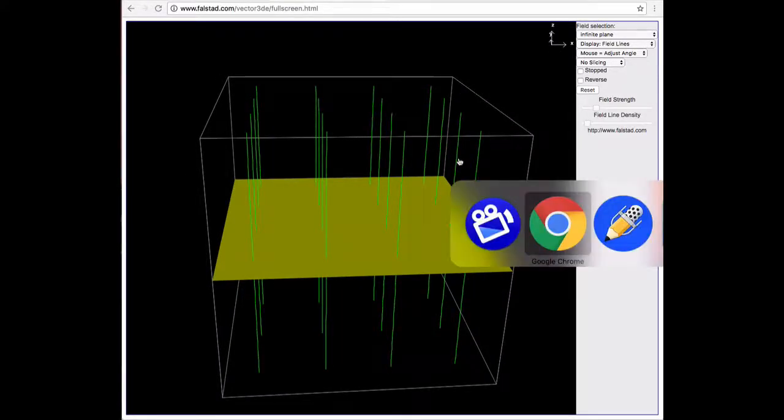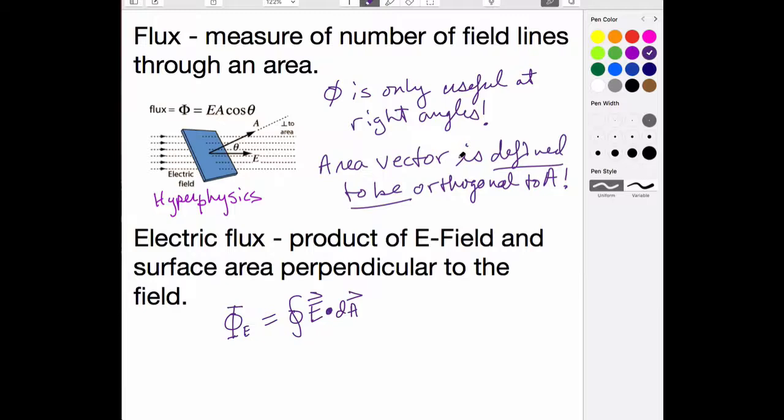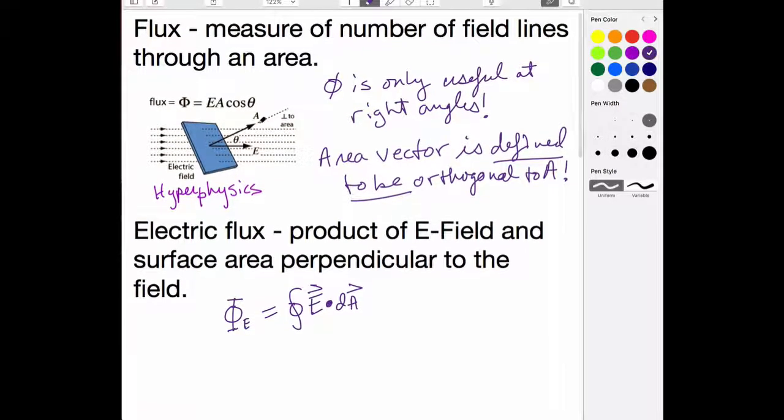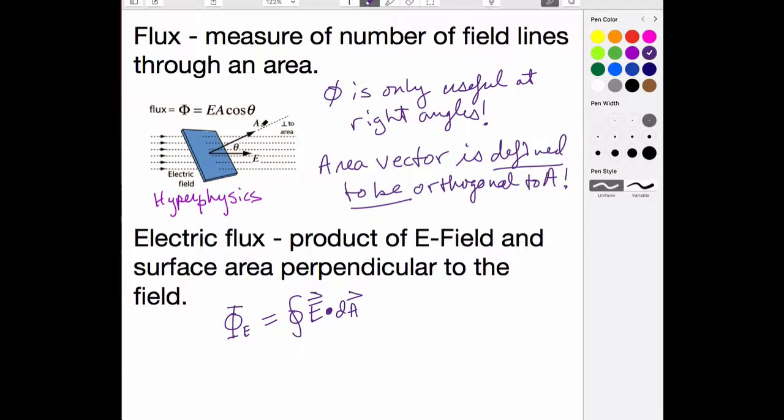I would say that hyperphysics is a good place to start. The definition of flux, which is the capital letter phi, is the dot product of the E field and the area vector. The area vector is at a right angle to the surface, always. So you can see that here we've got this blue plane, and this black line labeled capital A would be the area vector. No matter what surface you're talking about, the area vector is always at a right angle to it.